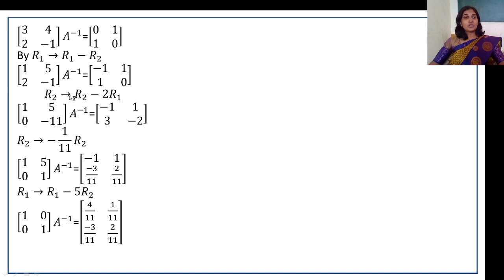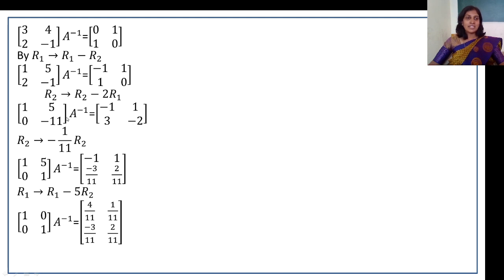Then R2 gives R2 minus 2 R1. We apply this transformation to get this 0. So here 1 and 0. Now R2. What is R2? R2 is minus 1. Minus 1 minus 2 into 5 that is minus 10. Minus 1 and minus 10 that is minus 11. First row as it is. A inverse is equal to here minus 1 and minus 2 and minus 1 that is 2, that is 3. So here is 3. Then 0 and minus 2. So here is minus 2.